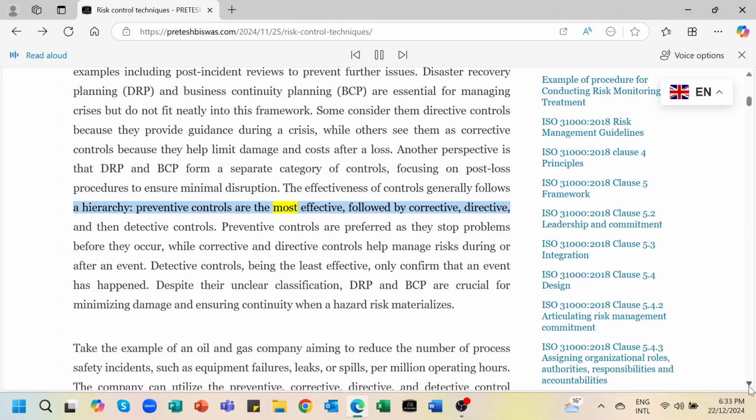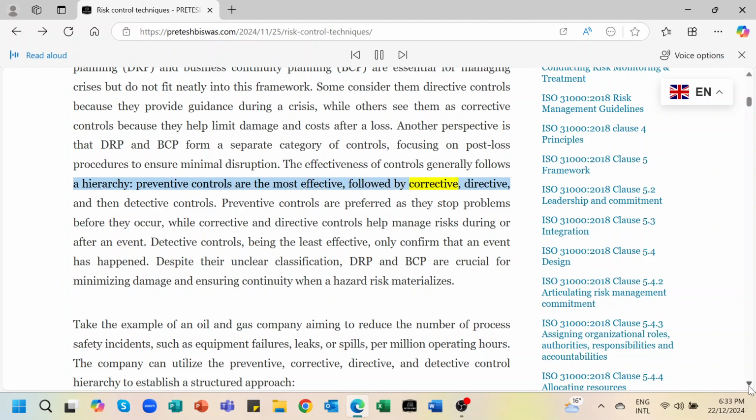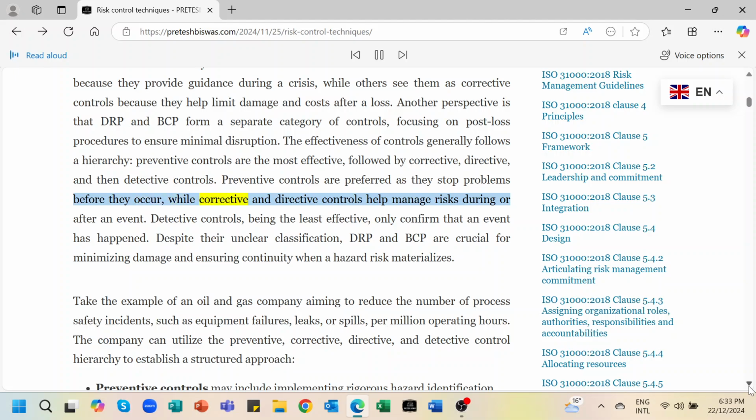Preventive controls are the most effective, followed by corrective, directive, and then detective controls. Preventive controls are preferred as they stop problems before they occur, while corrective and directive controls help manage risks during or after an event. Detective controls, being the least effective, only confirm that an event has happened. Despite their unclear classification, DRP and BCP are crucial for minimizing damage and ensuring continuity when a hazard risk materializes.